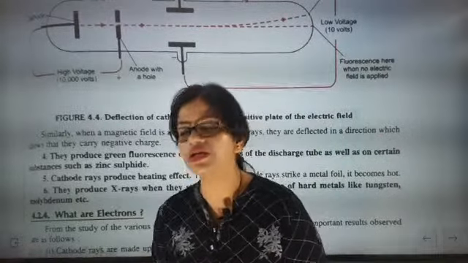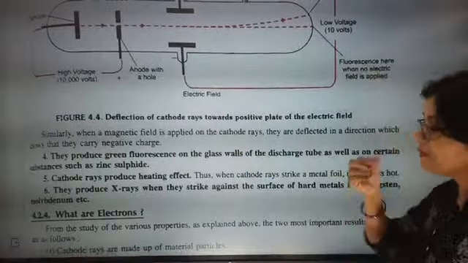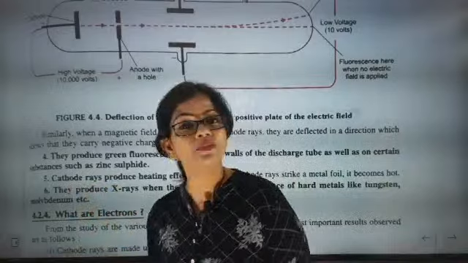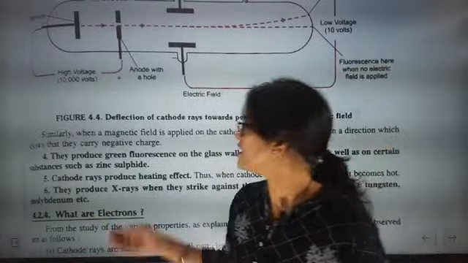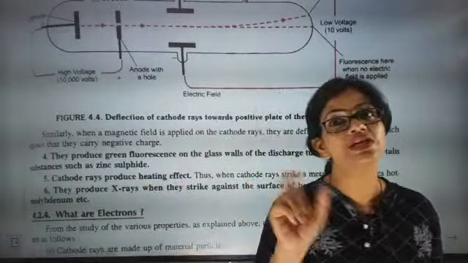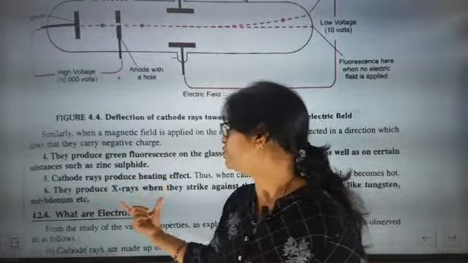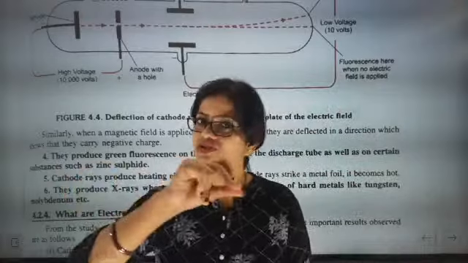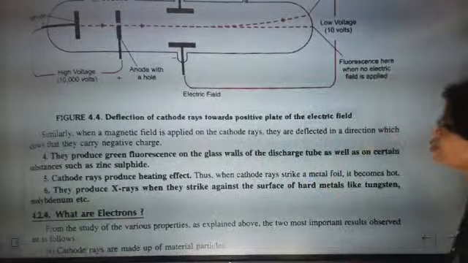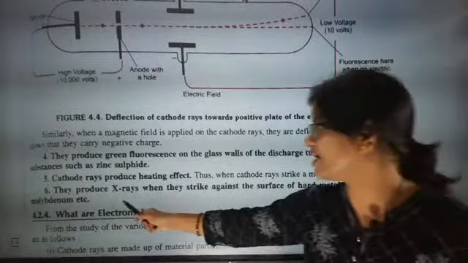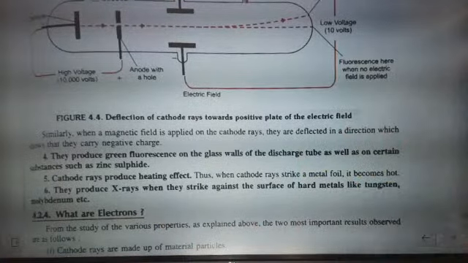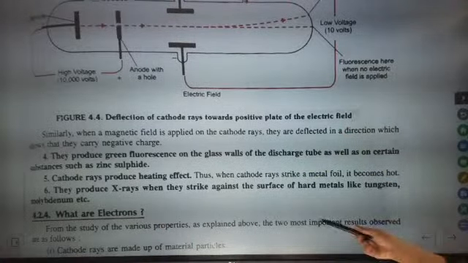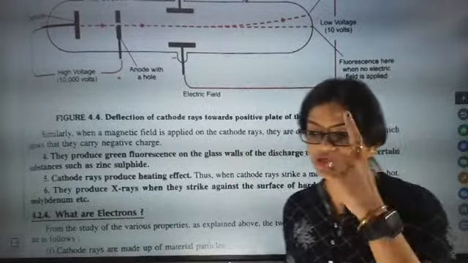Cathode rays contain material particles. The next important point about cathode rays is that they are capable of producing a heating effect, and they produce X-rays when they strike against the surface of a hard metal. This is a very important point. Cathode rays can produce X-rays when they strike the surface of hard metals like tungsten and molybdenum.